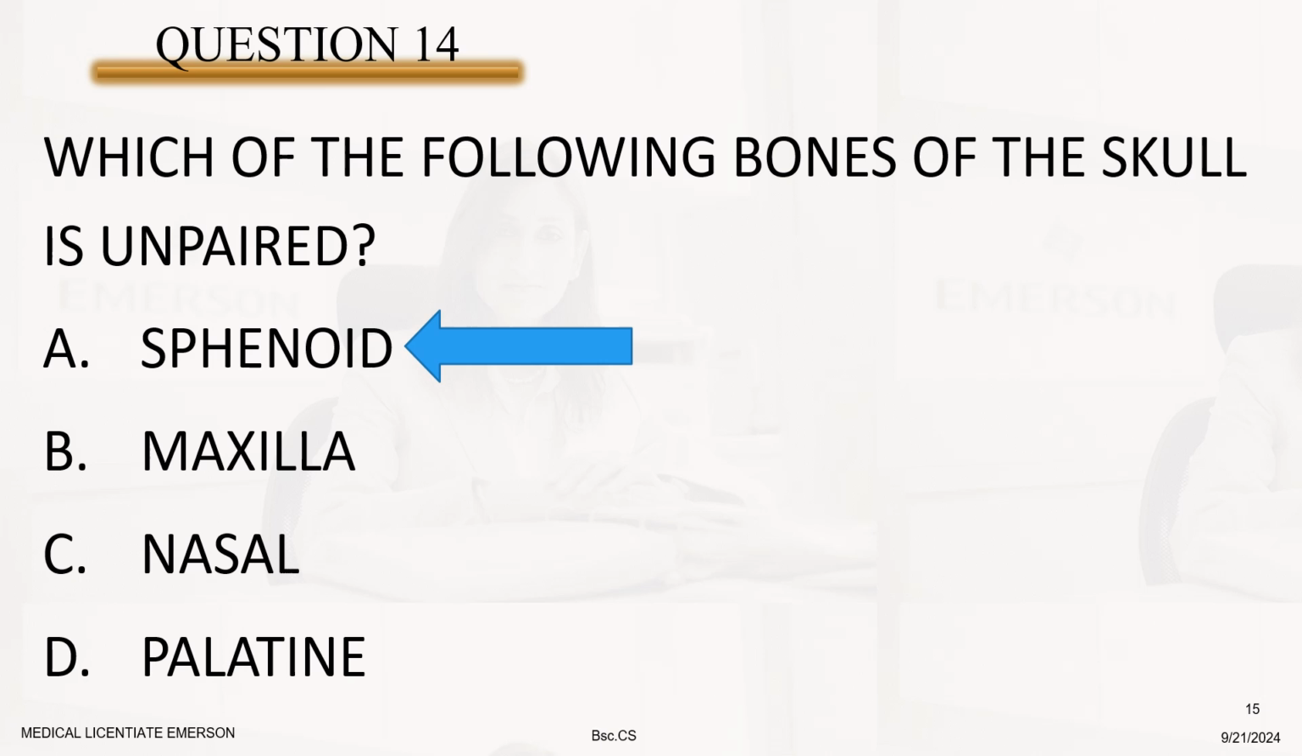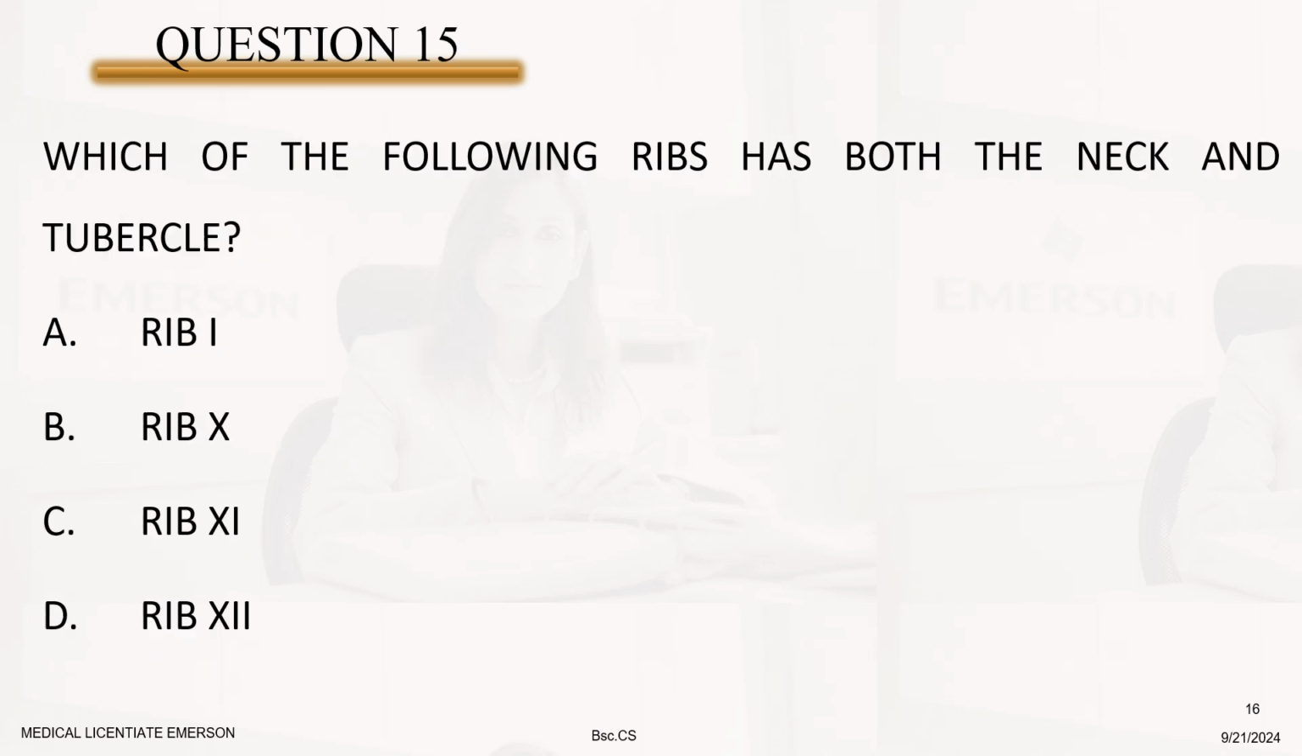Then, which of the following ribs has both the neck and the tubercle? Rib 1, rib 10, rib 11, rib 12. Both the neck and the tubercle. Here the answer is rib 1. So rib 1 has both the neck and the tubercle.